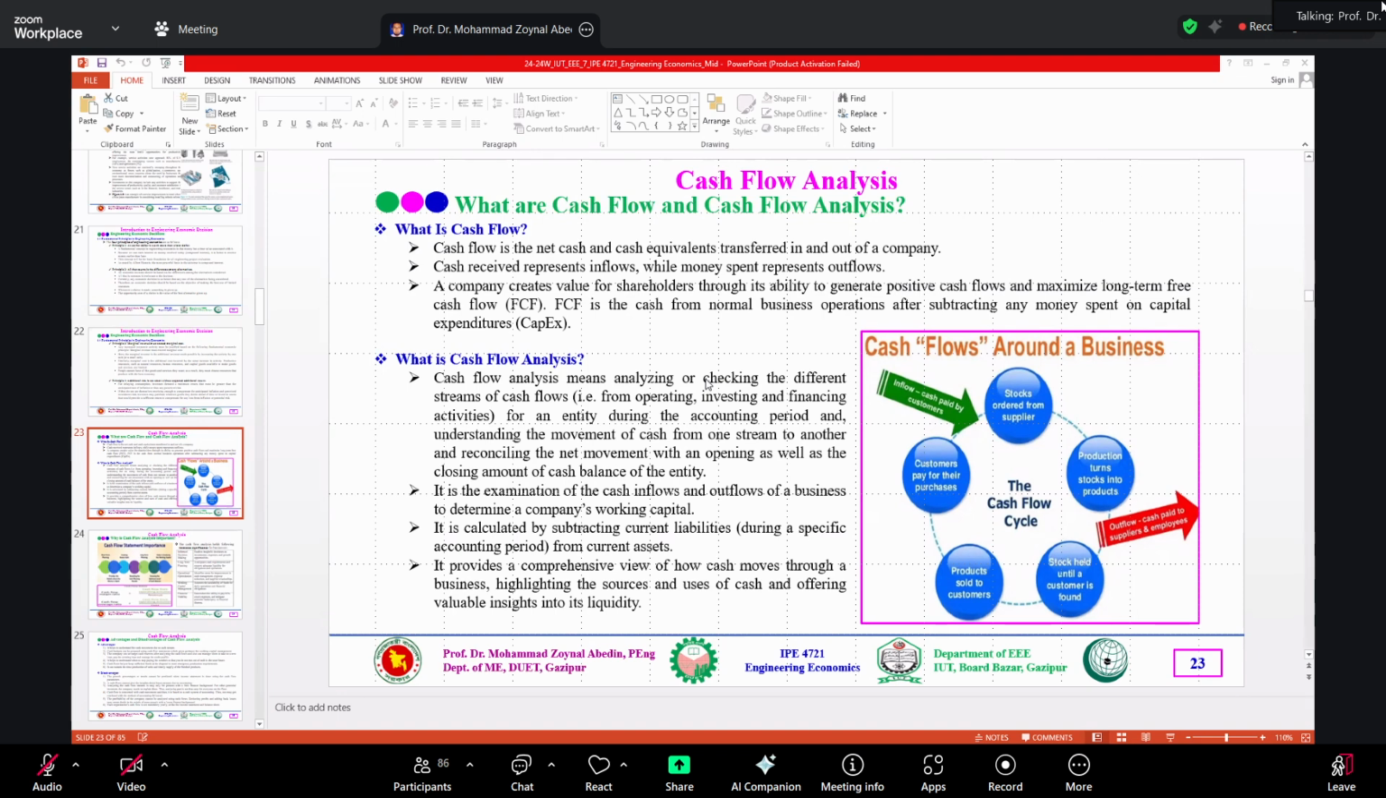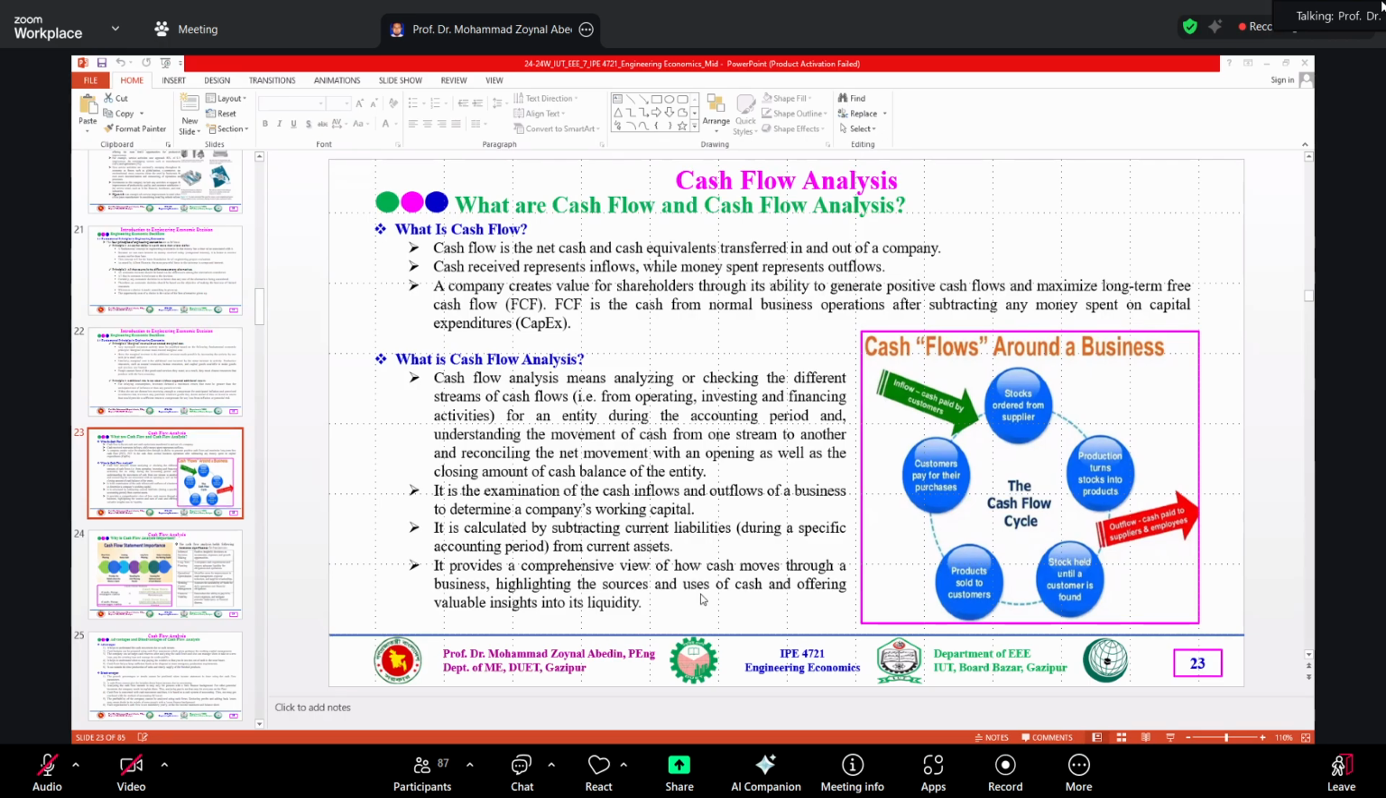Obviously, we have to understand the opening cash and also the closing cash. These two cash value very important. It is the examination of the cash inflows and outflows of a business to determine a company's working capital. It also represents the company's working capital. It is calculated by subtracting current liabilities from the current assets.